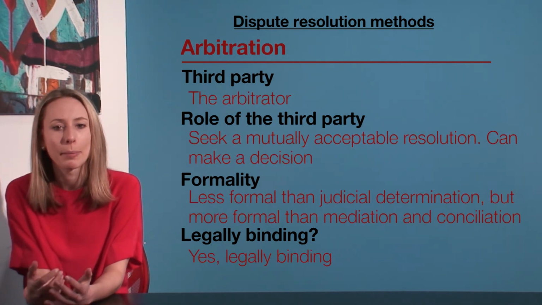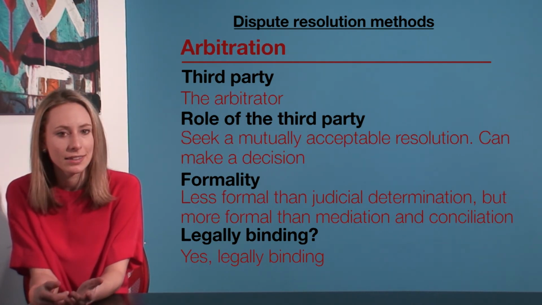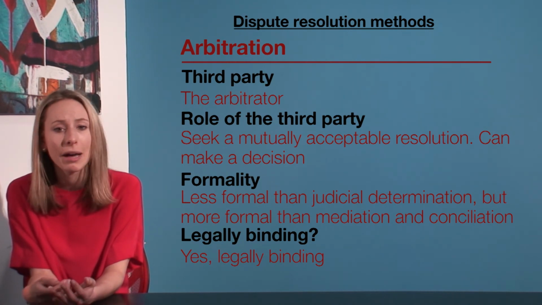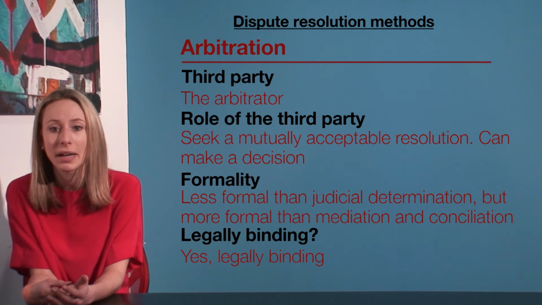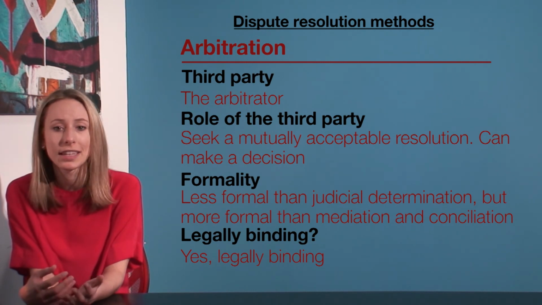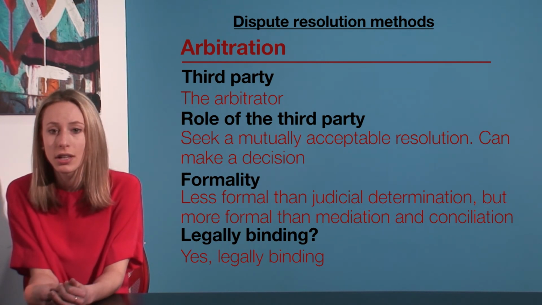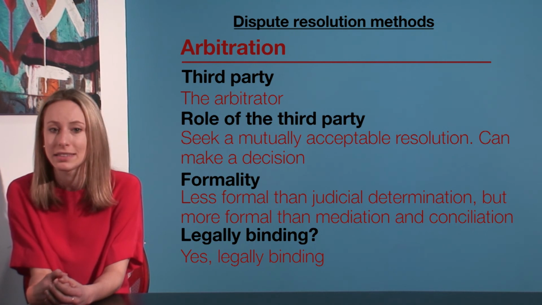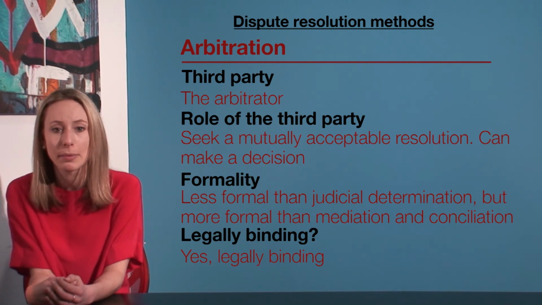Third, we have arbitration. The third party, the arbitrator, will seek a mutually acceptable resolution, but if the parties can't agree, the arbitrator will make a decision. This process is less formal than judicial determination, but more formal than mediation and conciliation, since the arbitrator sits on a seat that is physically higher than the parties. The decision that the arbitrator makes is legally binding.